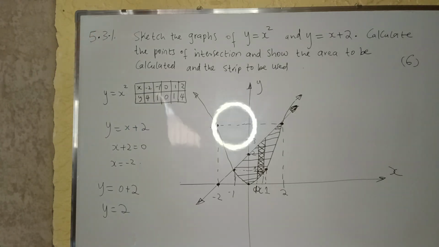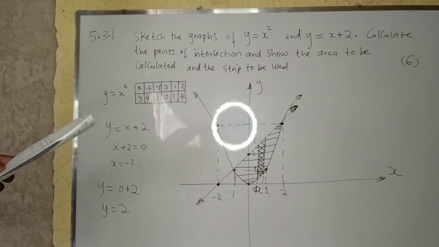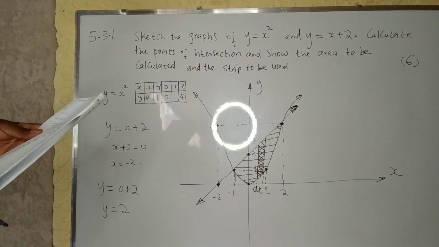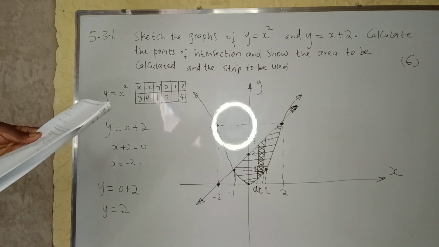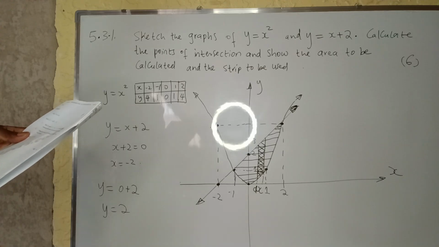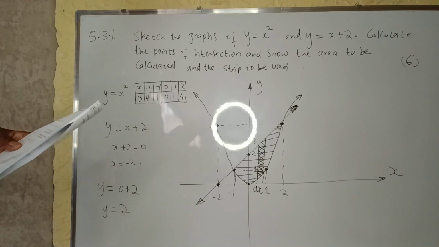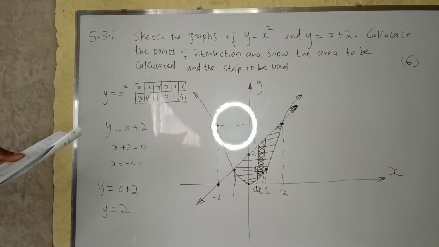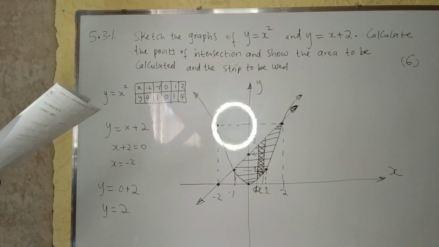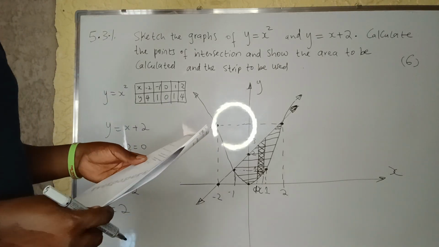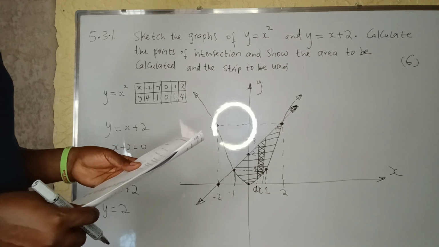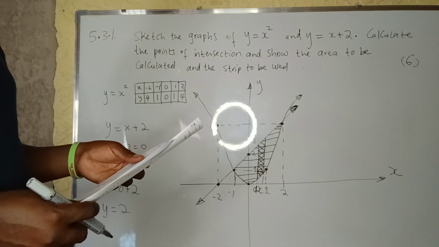While we are still there, let us look at the next question because it goes hand in hand with it. Okay? Let us look at the next question. Determine the area bounded by the two graphs in question 5.3.1 with the aid of integration. So we are requested to calculate the area. You can listen carefully for the next question because I'm not going to write it there.